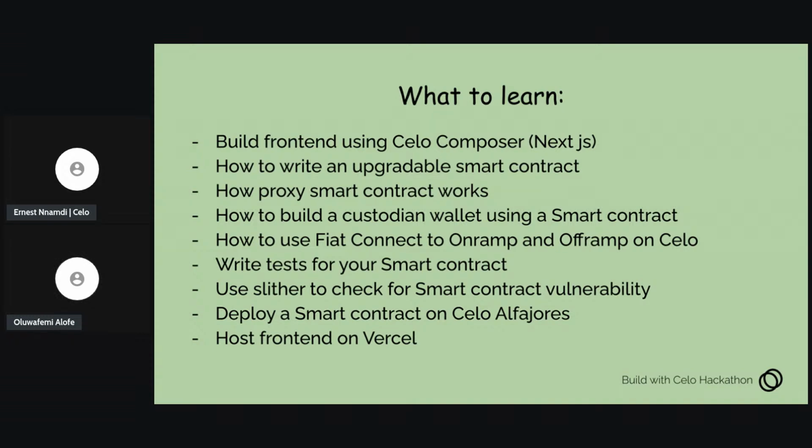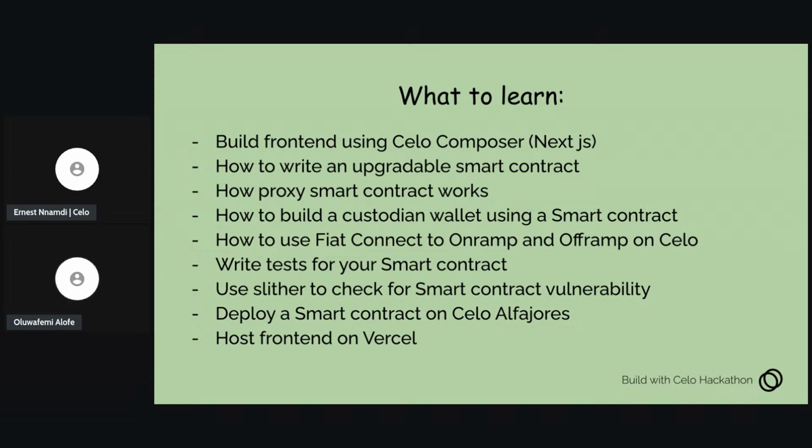Slither is a tool used to check for vulnerabilities in our smart contracts. After writing smart contracts, it checks our smart contract against common vulnerabilities, for example, reentrancy and a lot of things like that. We're going to briefly touch on how that works, and we will deploy our smart contracts on Celo Alfajores and verify it, so you're able to view the code live on Alfajores.